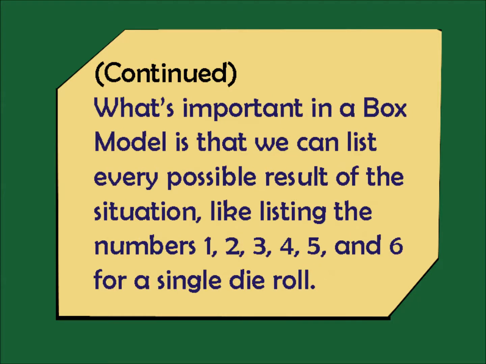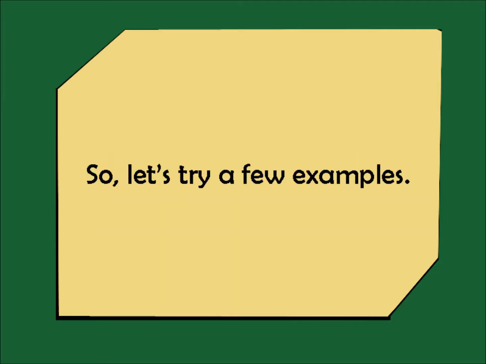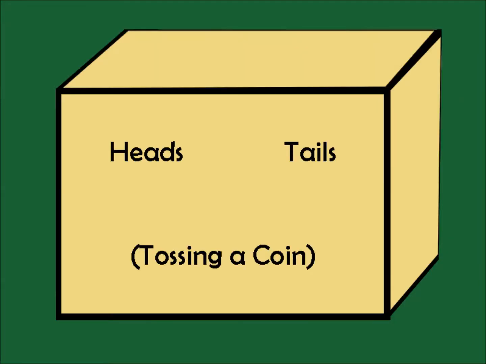What's important in a box model is that we can list every possible result of the situation, like listing the numbers 1, 2, 3, 4, 5, and 6 for a single die roll. Those possible results are the things that we list inside the box in our box model. So let's try a few examples. If you were tossing a coin, you could either get heads or tails. So I've listed both of those outcomes, and those are the only outcomes possible when you toss a coin.